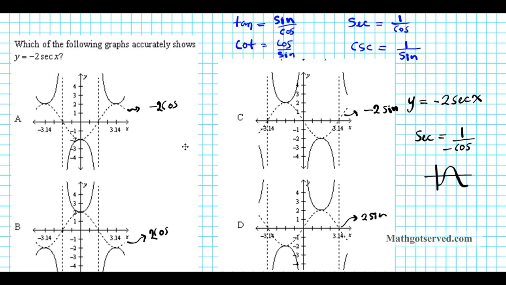So which of these accurately helps us determine y equals negative 2 secant? Since negative secant is dependent on negative cosine, option A will be our correct answer because it accurately determines where our asymptotes are, which is basically the points where negative cosine x hits the x-axis, or has a value of 0. Alright, so there you have it.